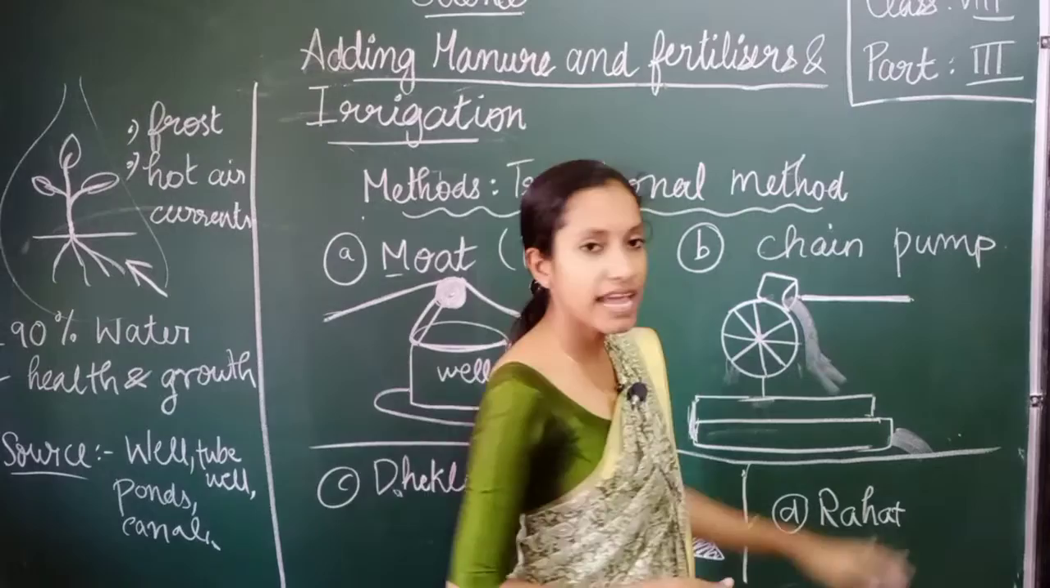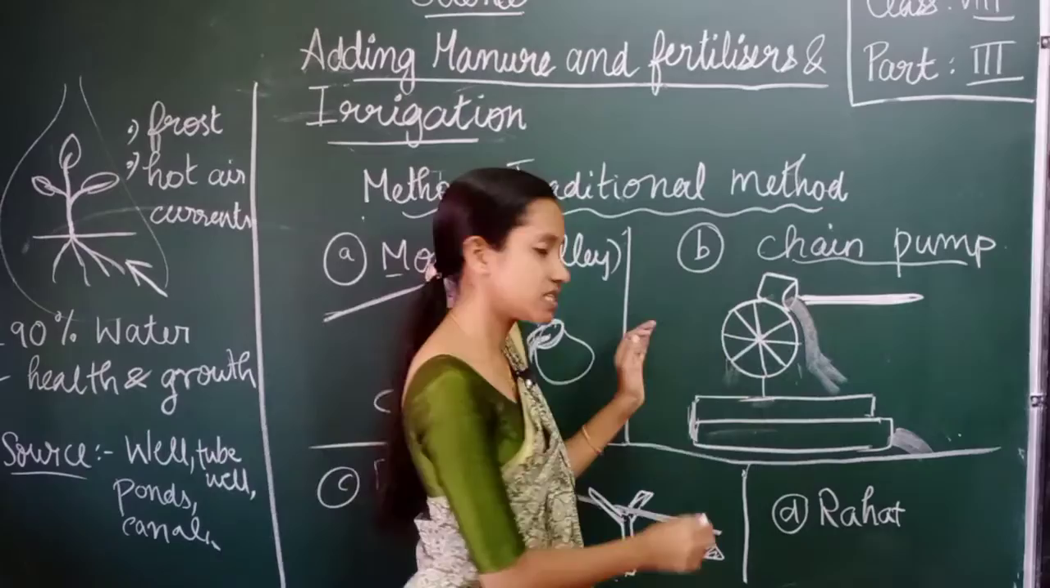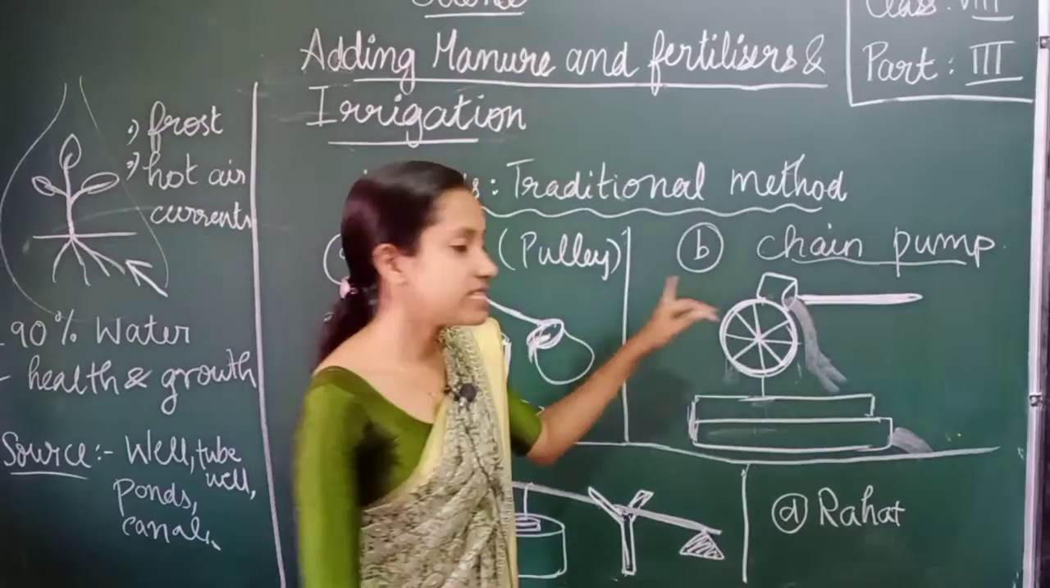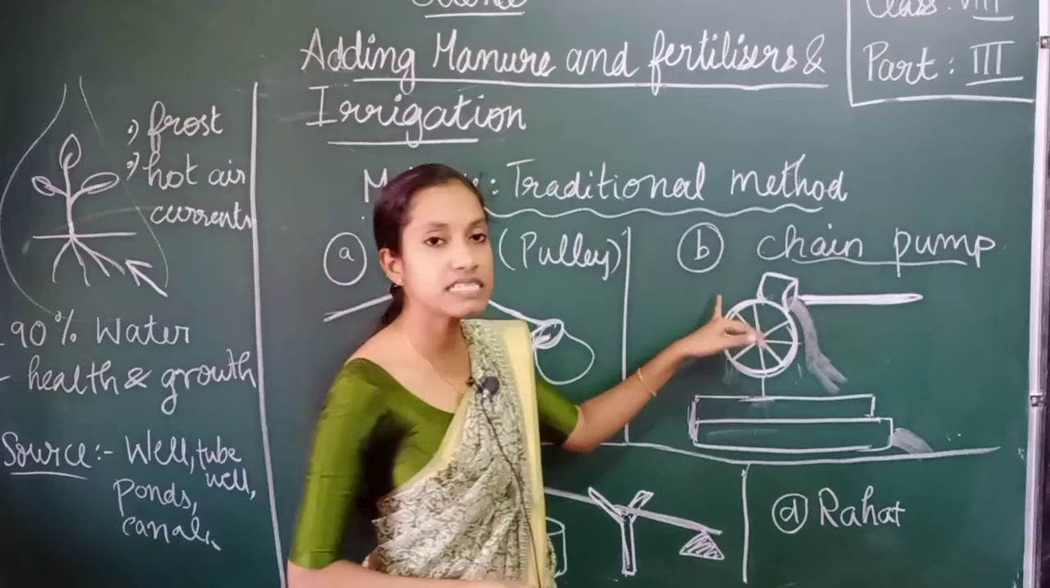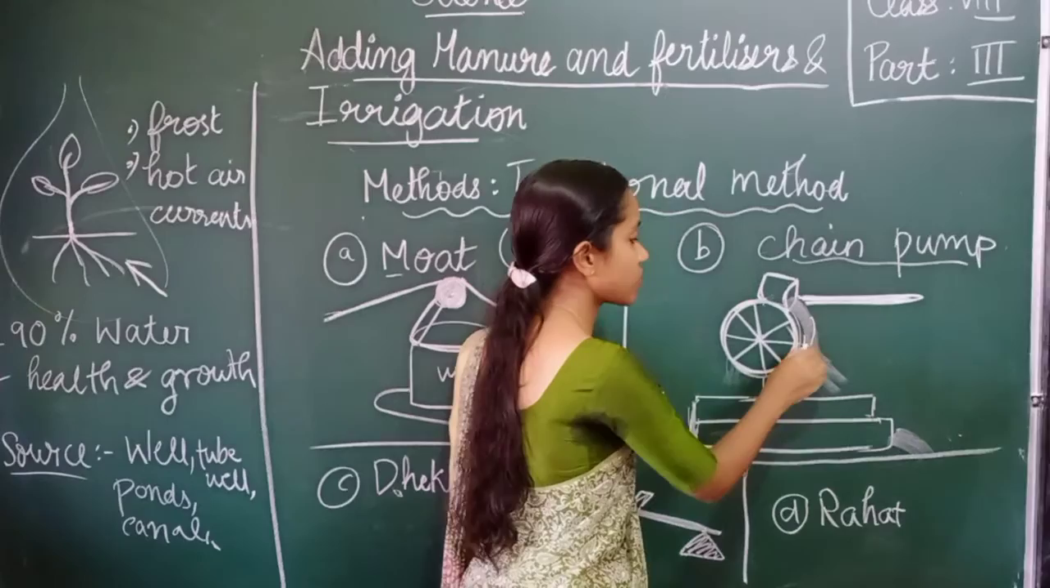In this method of chain pump, as the name indicates, a chain is being used. This is a chain. You can see a chain in the textbook, isn't it? So there is also a wheel here. This is a wheel. In this wheel, one bucket is attached to this wheel. And as this chain is pulled, this wheel will start to rotate.